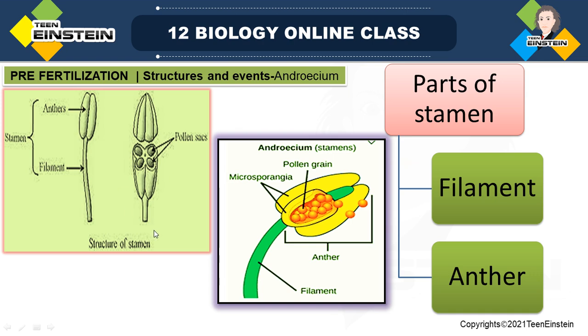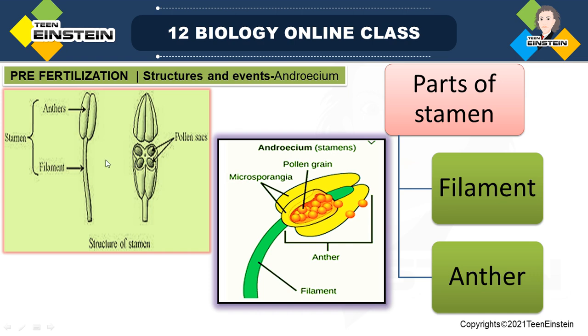So the structure of stamen: you will get a question in the board exam to write the structure of stamen. In a stamen, the top part is called the anther and the down part is the filament. In the picture here you can see two parts of a typical stamen.